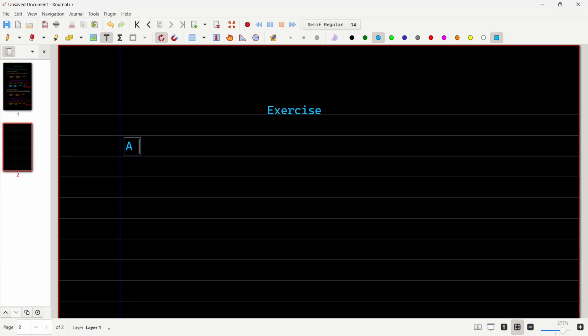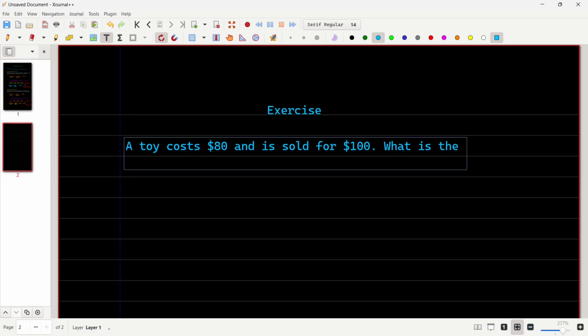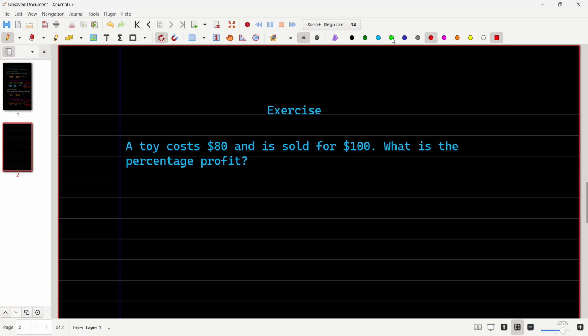All right, so let's do the first exercise. A toy costs $80 and is sold for $100. What is the percentage profit? All right, so let's look at that. Again, I'm going to do this quickly. First thing I want to do is calculate my profit. My profit is equal to my selling price, which is $100, minus my cost price, which is $80, and I get a profit of $20.